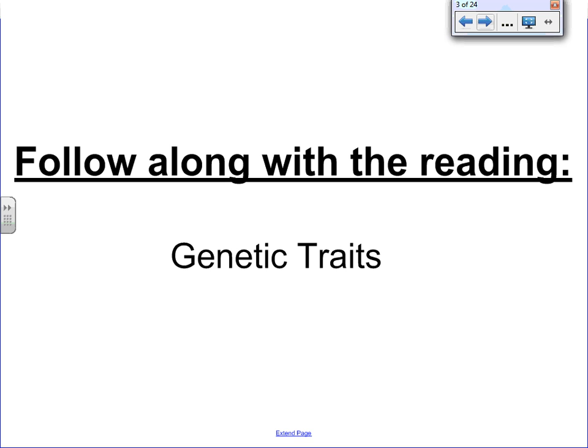Today, as you follow along with the reading called Genetic Traits, there's a couple of vocab words that you should definitely follow along on, and then there's also some work together questions that we're going to do before you get started on the work on your own.